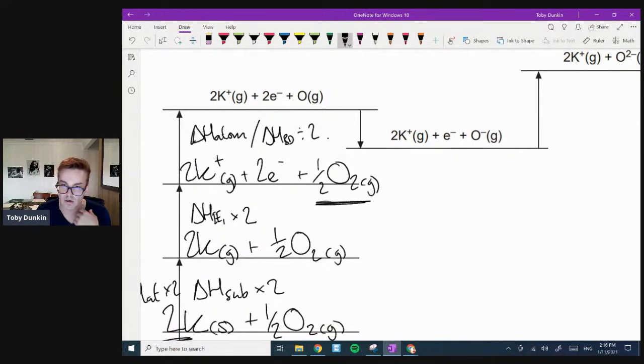Yes, but the order should not matter. The cycle will still flow. Yeah, but the charge won't balance. The charge always has to balance.